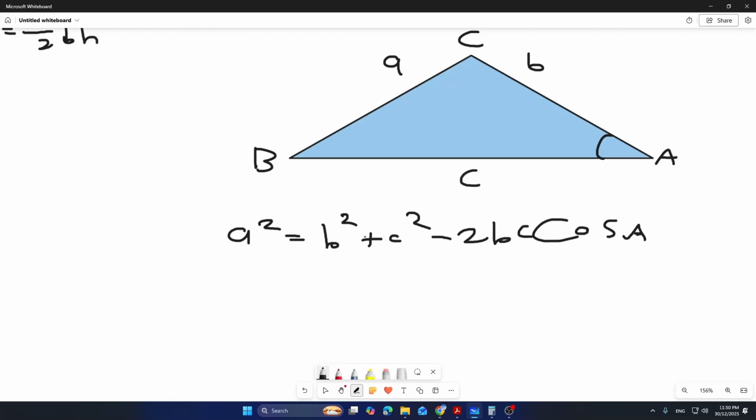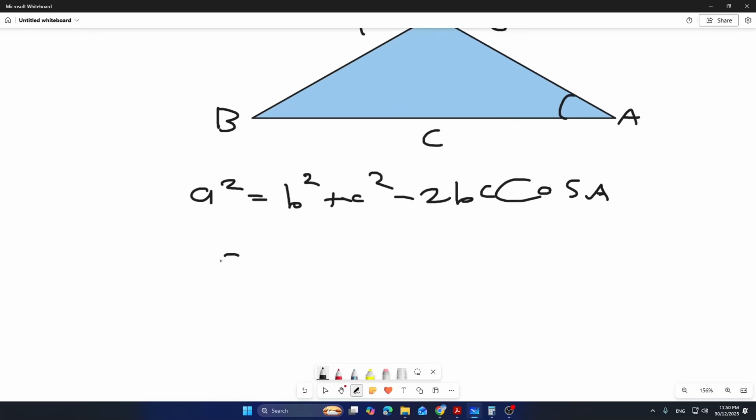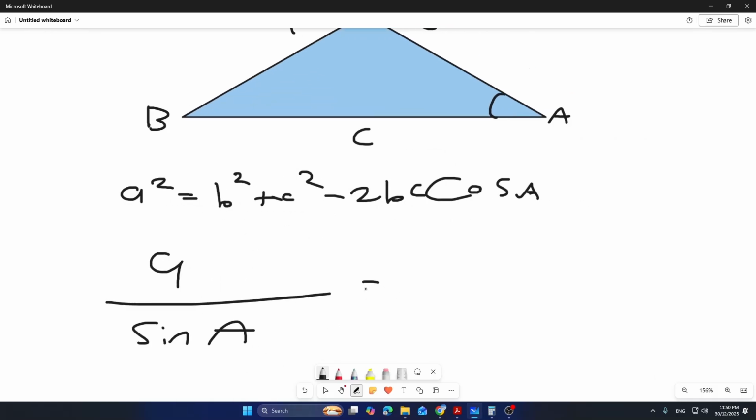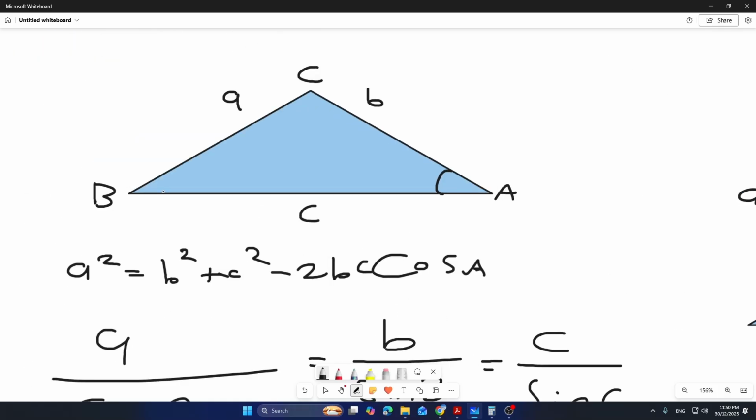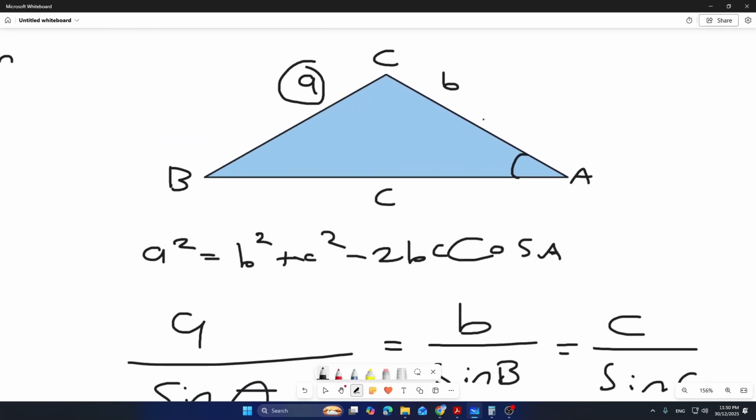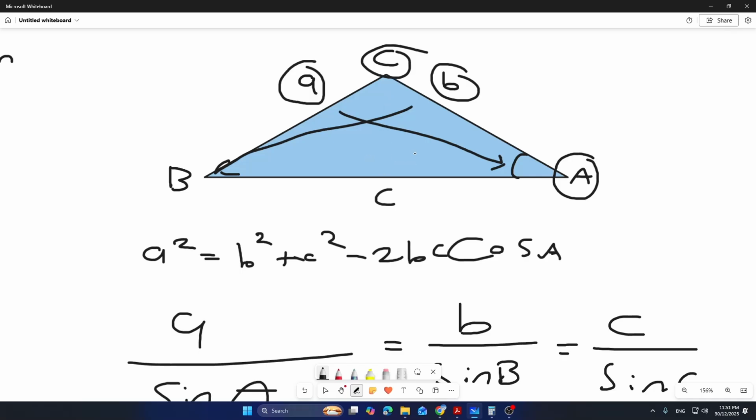Now we also need to talk about the other rule. The other rule is going to be the sine rule. The sine rule is a over sine A equals b over sine B equals c over sine C. This means a over this angle A, which is its opposite, is equal to b over this angle B, which is its opposite, equal to c over this angle C. Now tell me, how is this useful? I'll tell you how this is useful.